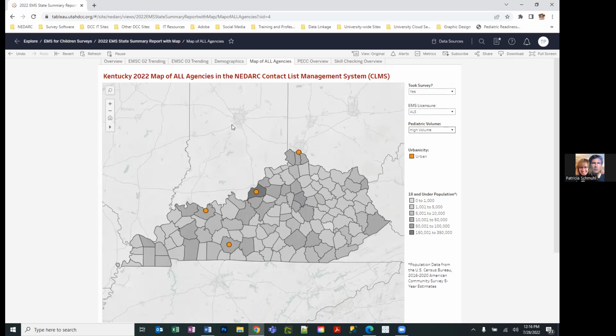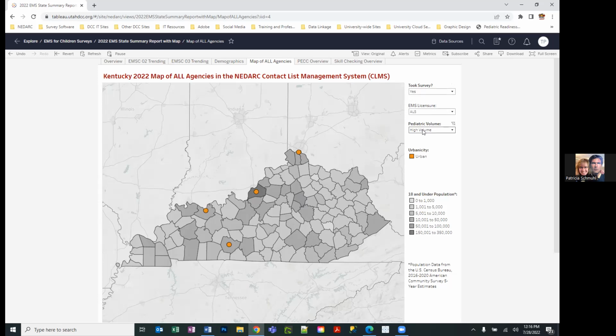So it shows you in what counties they are. And of course, there's one in Jefferson County. So we would expect that to be a high volume. This area had a lot of agencies. Together, these three counties make up about the same number as Jefferson County. So that's why we saw a lot of orange over there.